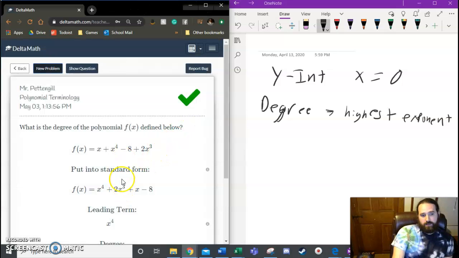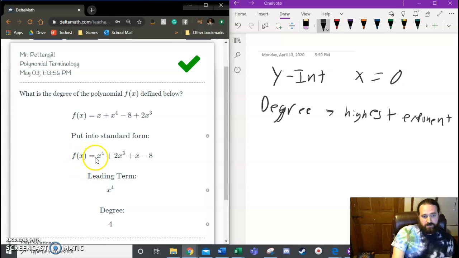Great. If you look at the answer, they're talking about it in standard form where the highest degree number would be written first. I didn't even bother rewriting it. I just scanned through and looked for the degree. What's the highest exponent? If you want to rewrite it, you can. It's not a bad idea.